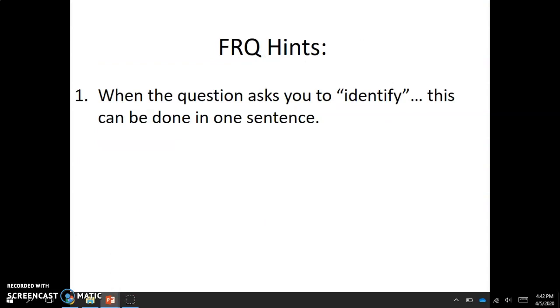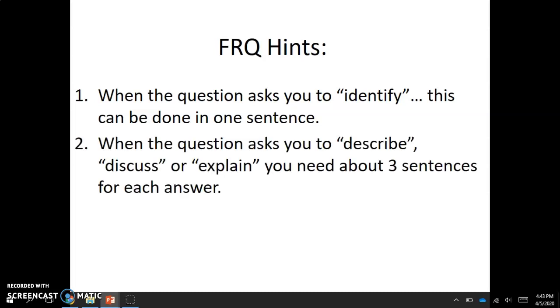If it asks you to identify, you can do it in one sentence. Again, you guys are using a sentence. So if it asks you to identify a source of air pollution, you would say one source of air pollution is, pick your poison, okay? But you still need to answer it in a sentence.